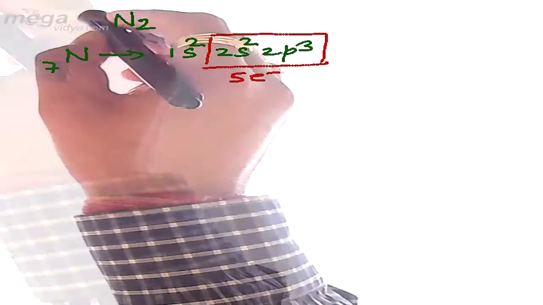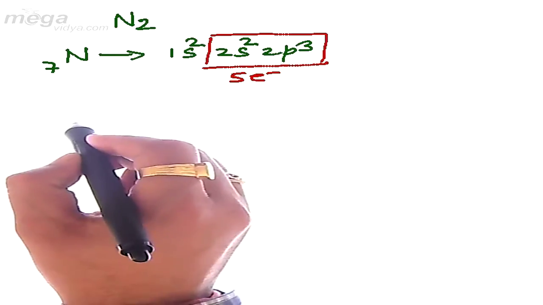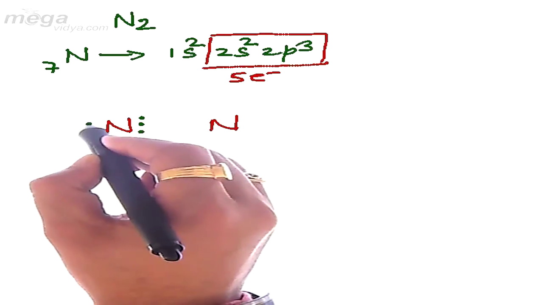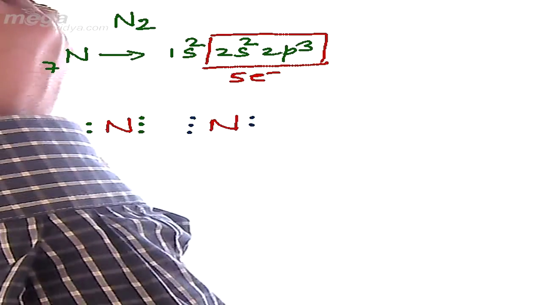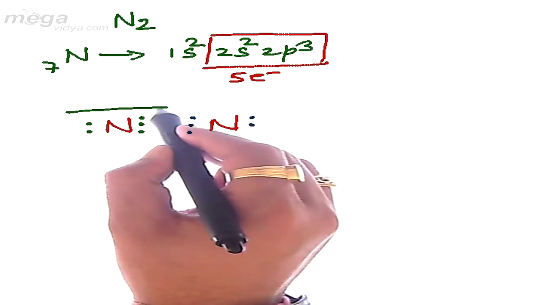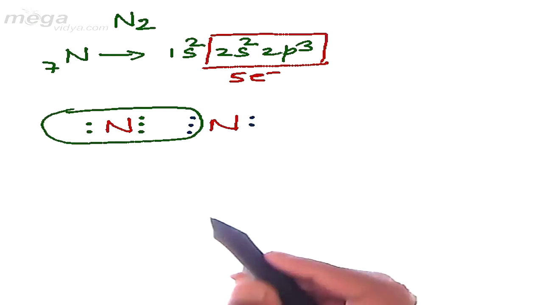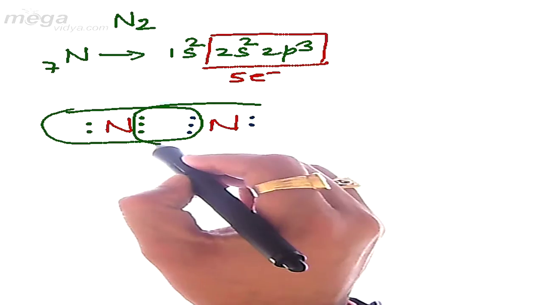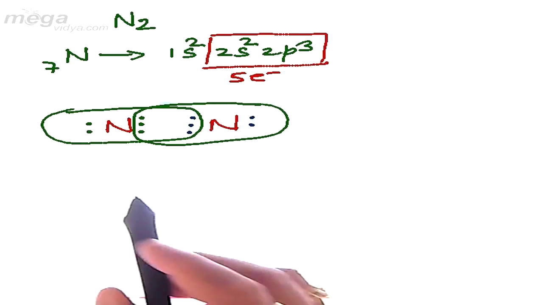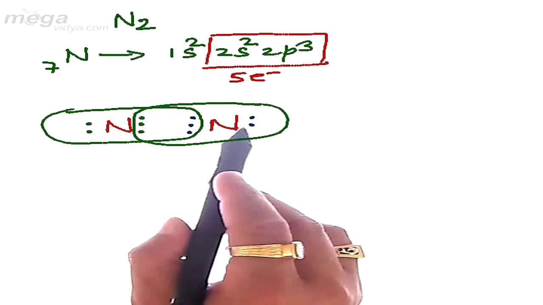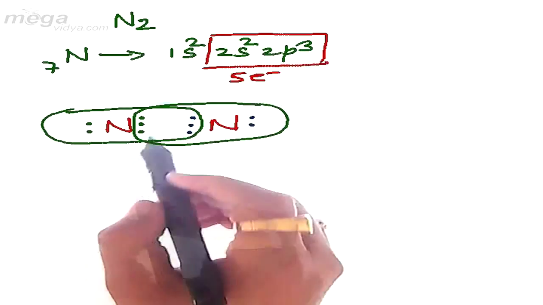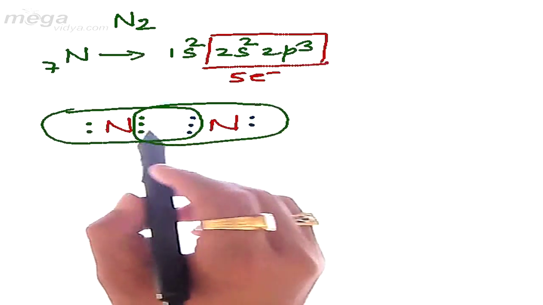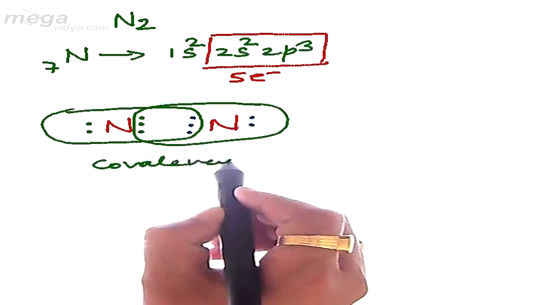So let's check out the bonding between the two nitrogen atoms to form the N2 molecule. We have nitrogen which has 5 electrons in the valence shell: 1, 2, 3, 4, 5. Similarly, the other nitrogen atom has 5 electrons in the valence shell. Now for the completion of the octet, the first nitrogen will share 3 electrons of the second nitrogen atom, while the second will also share 3 electrons of the first nitrogen atom. By the mutual sharing of 3 electrons, both the nitrogen atoms have completed their octet and hence are now stable. So we have 3 electrons undergoing mutual sharing, and in this case the covalency will be equal to 3.